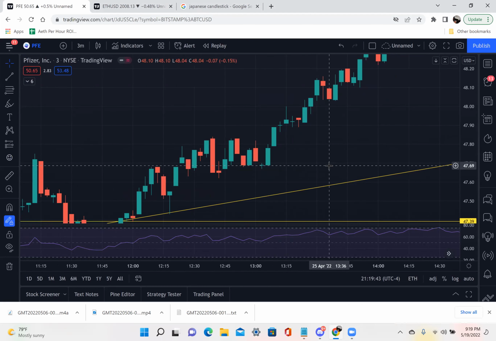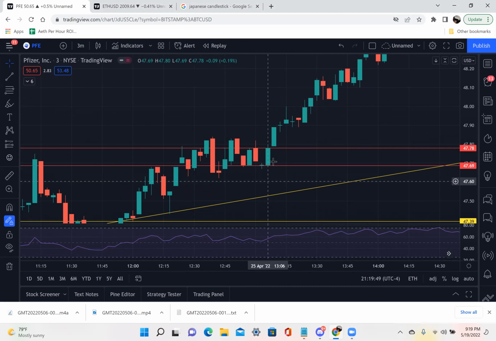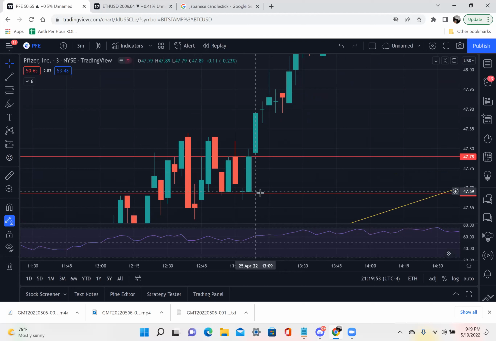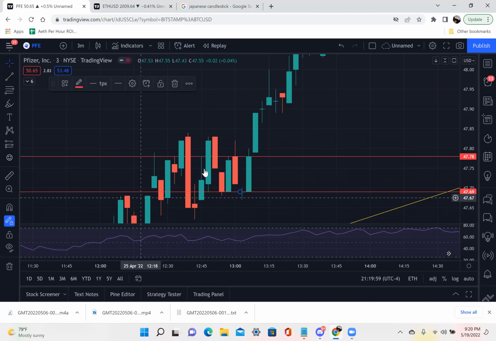Draw some support and resistance on it. That's a little low, but you get the gist. And when I say you get the gist, I'm just trying to put it on the body of the actual candle. You see how it lines up with the rest of the bodies of the candles, and then you get some bounces. That's why I use it.